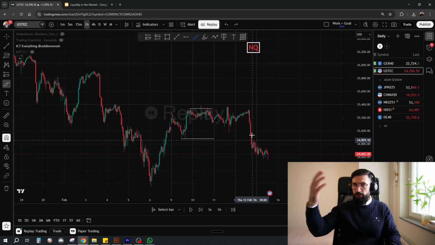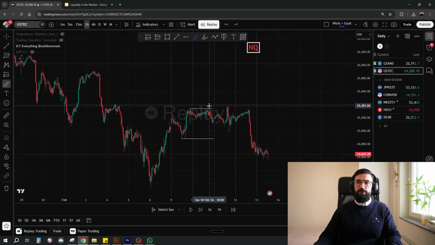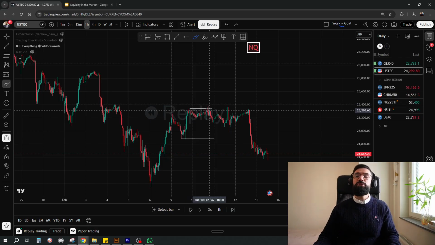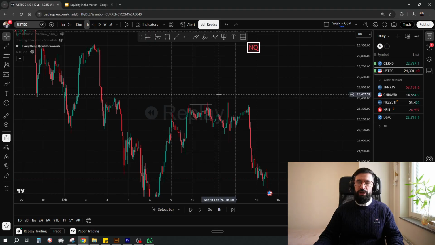But I just want you to think in these patterns. This is how liquidity works. So the banks and institutions made their most money right here. And this is why we're always waiting for liquidity to be swept. Liquidity is so powerful.